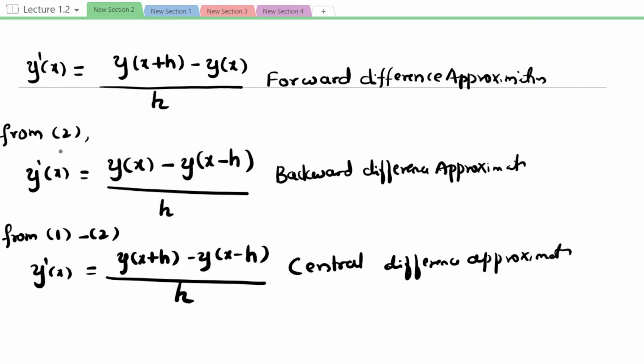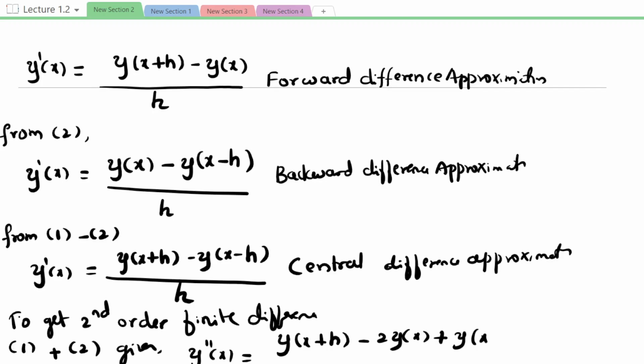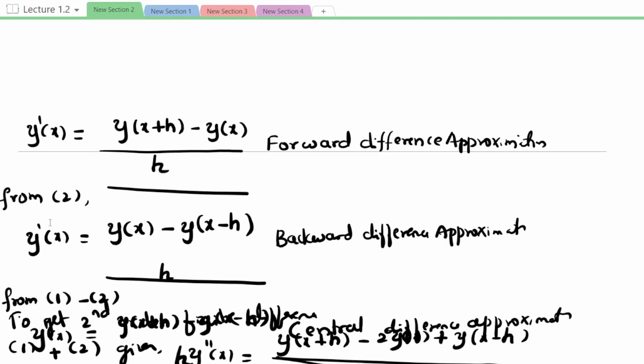Now, all three are for first order derivatives. To get second order finite differences, we add equation 1 and 2. So 1 plus 2 gives y double dash of x equal to y of x plus h minus 2 times y of x plus y of x minus h, whole divided by h squared.